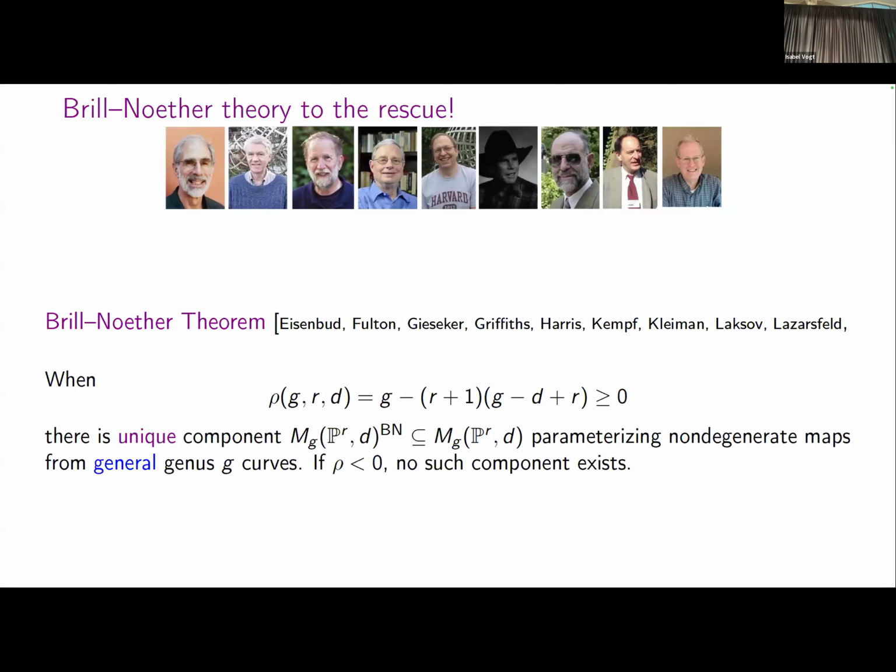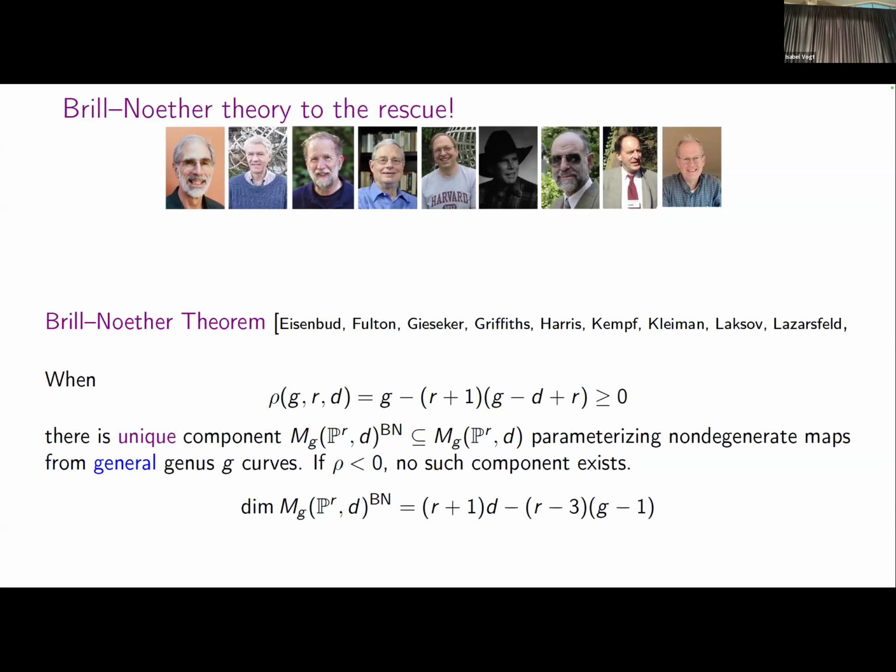So much more is known about this Brill-Noether component, but as I indicated on the last slide, it will be relevant to know its dimension. The dimension of this component also comes out of the Brill-Noether theorem. It has dimension (r+1)d - (r-3)(g-1).